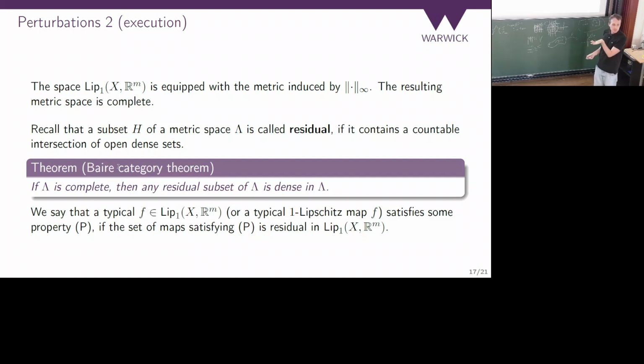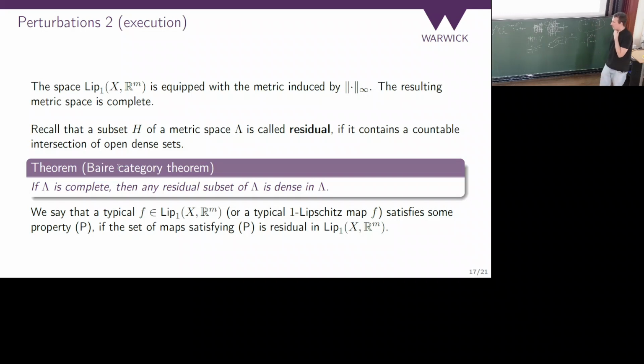I now realize probably you've seen some of this in David's winter school talk, but I'm not sure everyone was here. So we will say that a typical function f satisfies some property P if the set of maps satisfying P is residual. So it's kind of like almost every, just a different version of it.